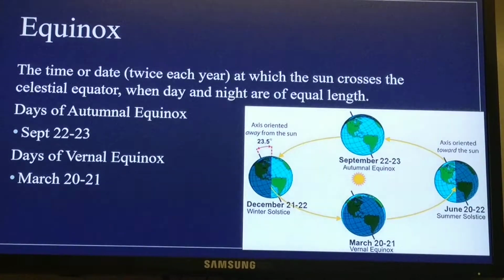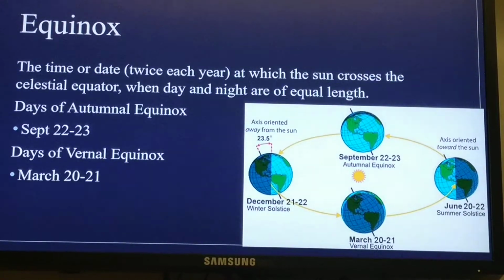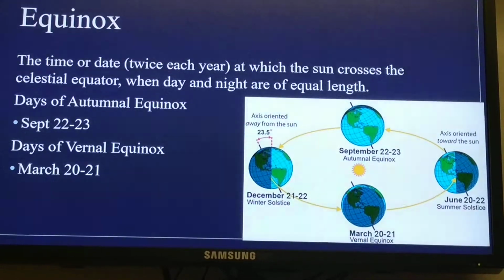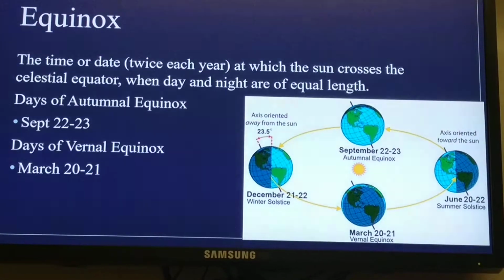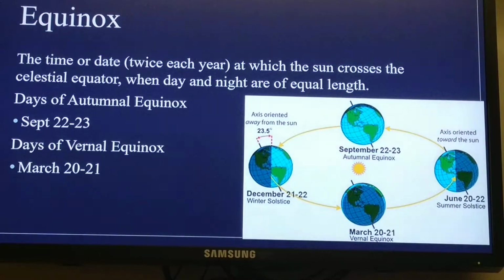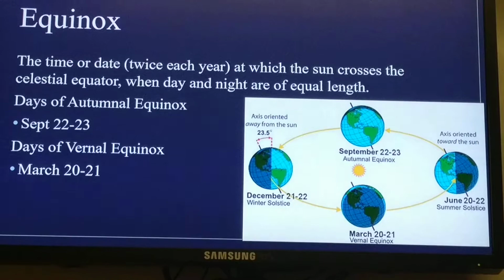Equinox. The time or date, twice each year, at which the sun crosses the celestial equator, when day and night are of equal length. The autumn equinox is September 22nd and 23rd. The vernal equinox is March 20th and 21st.